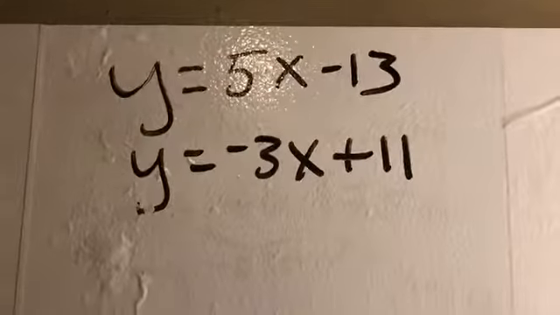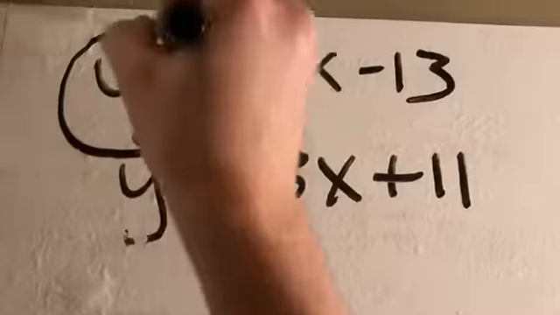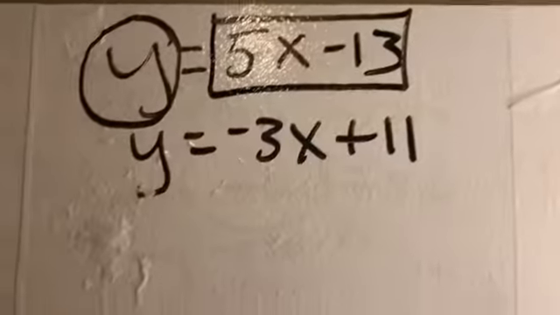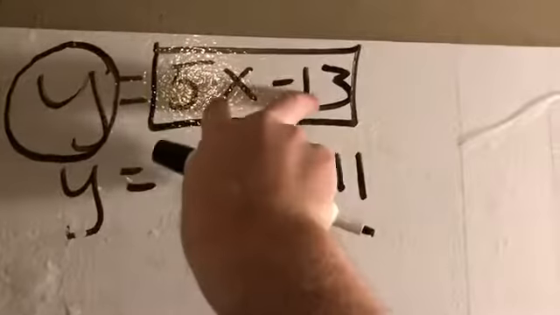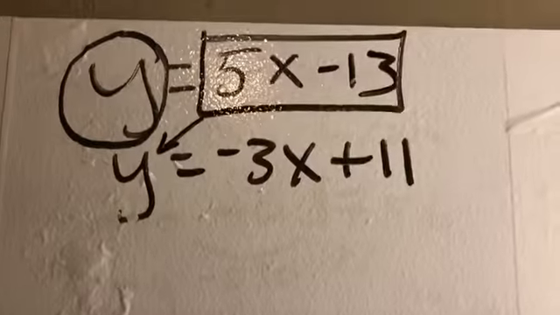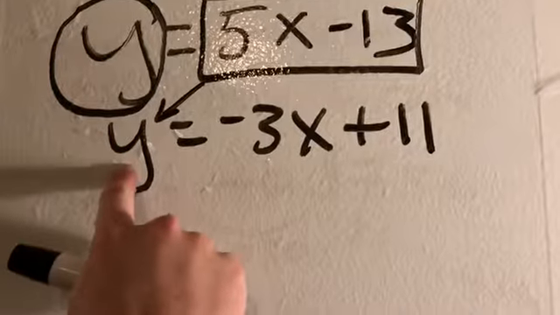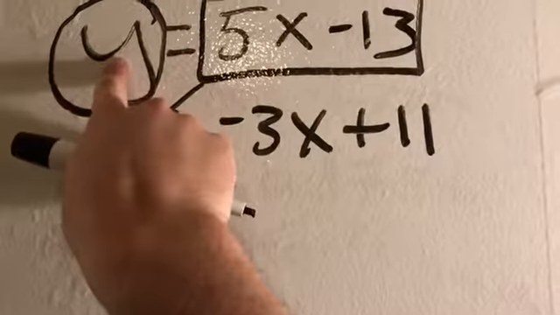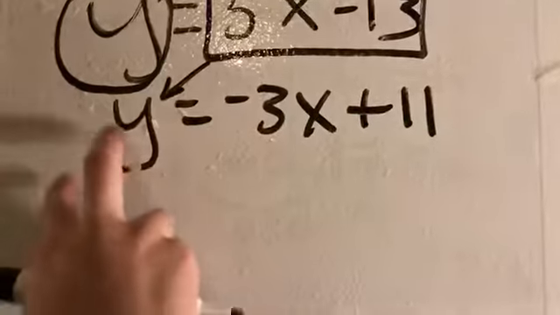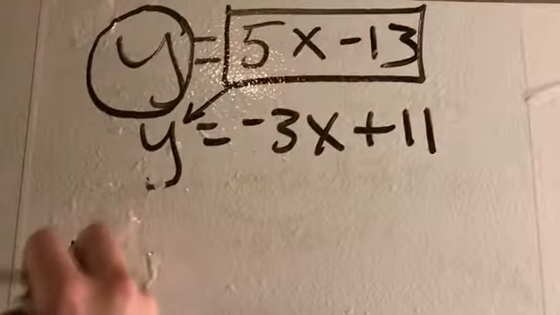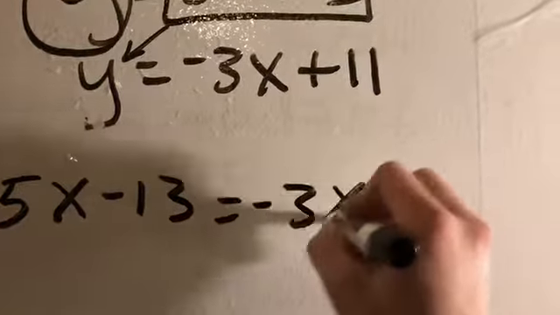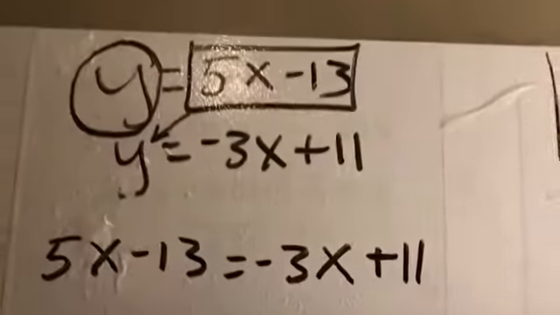So what you can do here is circle one of the y's that's isolated and box what it's equal to. Because now, if we know y is equal to everything in this box, we can take this box and swap it out, substitute it anywhere I see y in the other problem. So I circled y, I boxed what it's equal to, and now I can go trade spots with the y down here. So I can make this look like 5x minus 13 equals negative 3x plus 11.